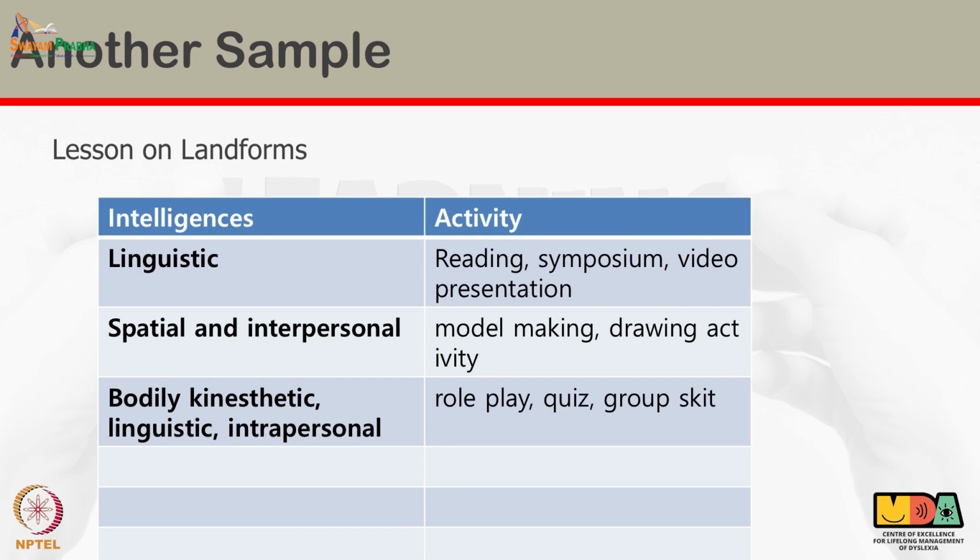Talking about the social science concept, landforms, we can easily integrate 6 intelligences into this lesson. How do we do that? To trigger the linguistic intelligence, initiating a reading session in the library, or organizing a symposium, or even a video presentation on the formation of the landforms with a text to go by it would do the task.